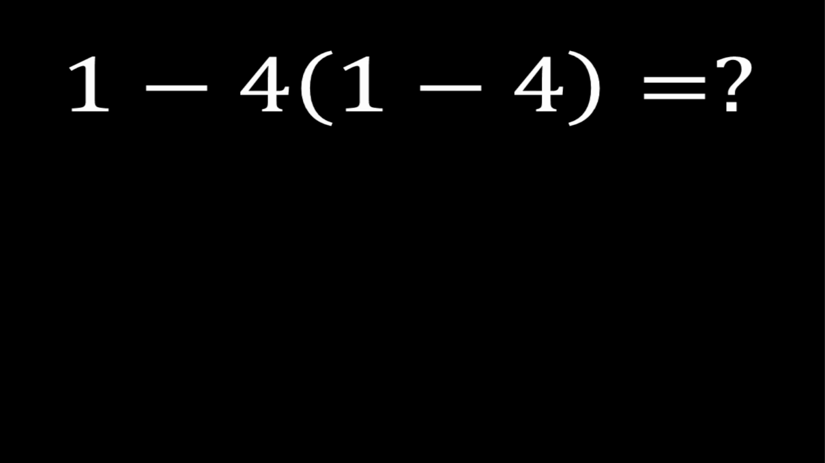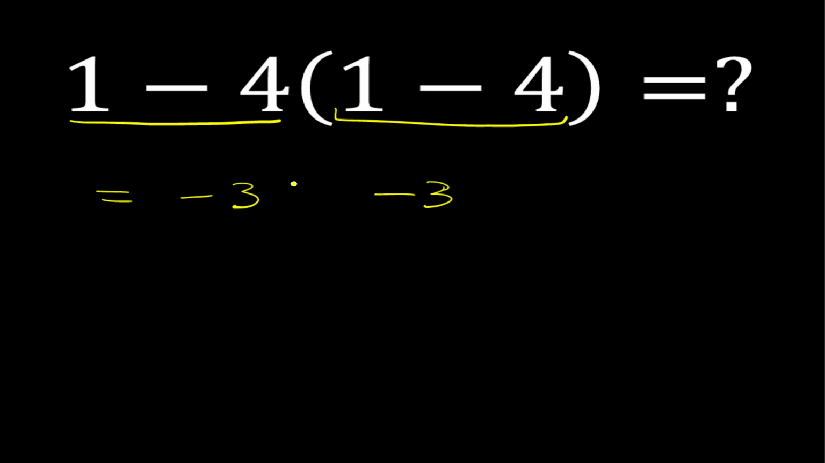So most people solve this question like 1 minus 4 is equal to minus 3, right? Then again 1 minus 4 is equal to minus 3. Now minus 3 multiply minus 3 is equal to 9. But this answer is not correct. This answer is completely wrong.